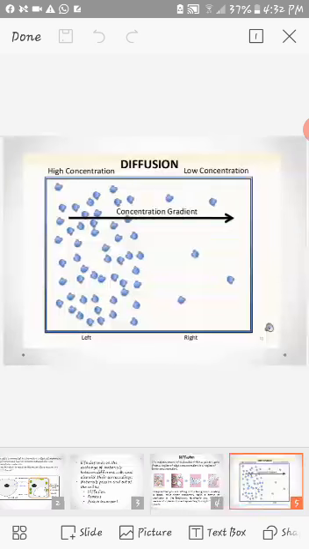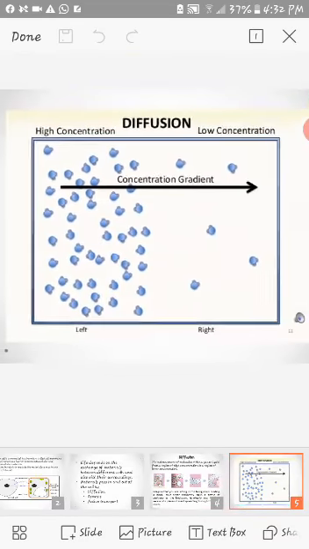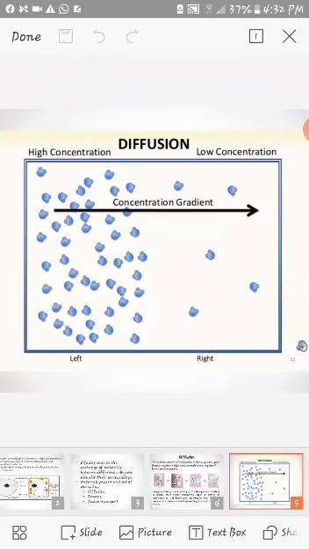The particles move from the higher concentration area to the lower concentration area. This is known as the concentration gradient. Concentration gradient is actually the difference of the concentration in two different places, for example the higher concentration and the lower concentration. So when diffusion occurs, the particles move from the higher concentration area to the lower concentration area, and we say that the particles are moving down the concentration gradient, right?